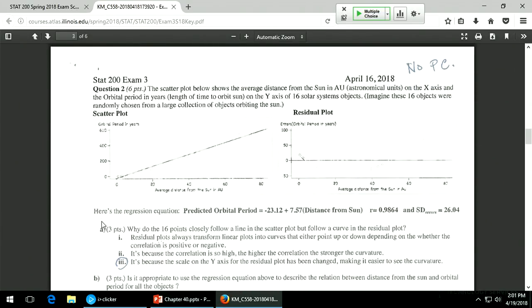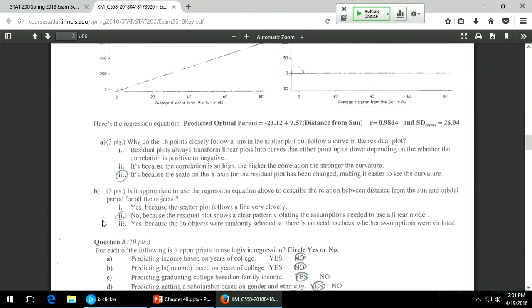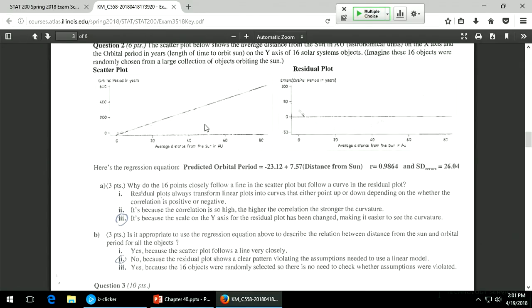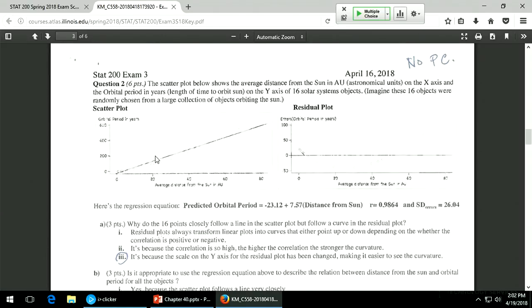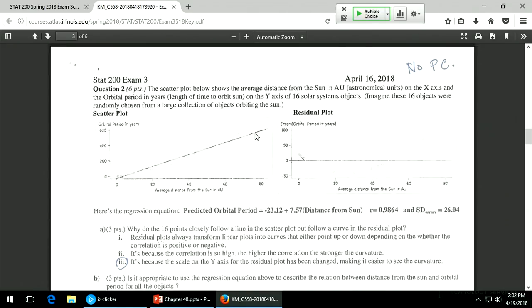Let's go on. The multiple choices, a lot of people had trouble on this. So, all right, this first one. This was an example from your homework where we saw this scatter plot that looked very, very linear, right? But then when we looked at the residual plot, there was clear curvature. See that curve here? And why was that?